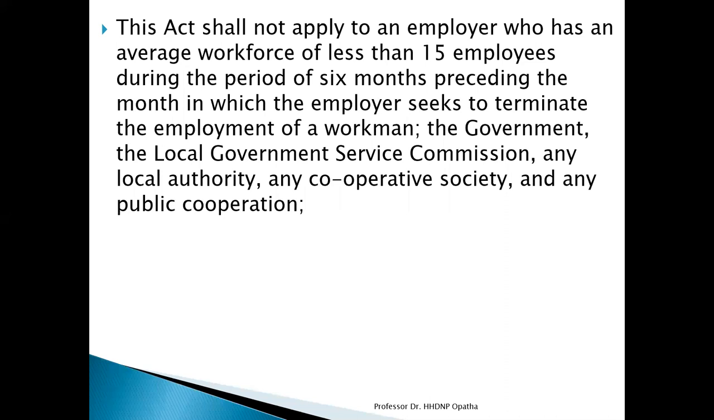Okay, then this termination act is not applicable to an employer who has an average workforce of less than 50 employees. Also, it is not applicable for the government, the local government service commission, and all cooperative societies, any public corporation.